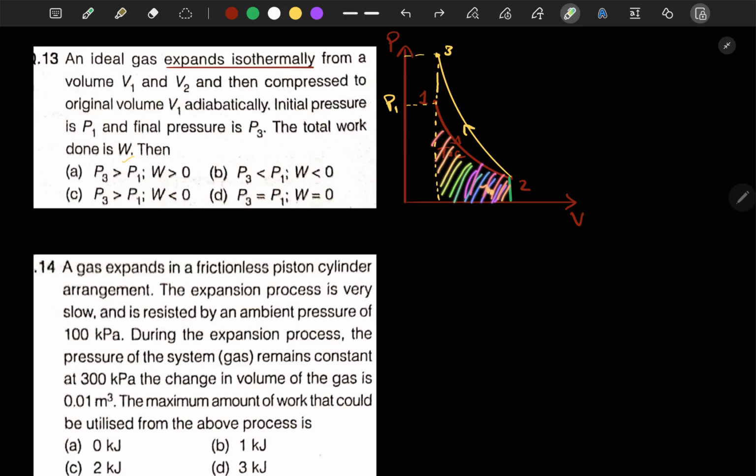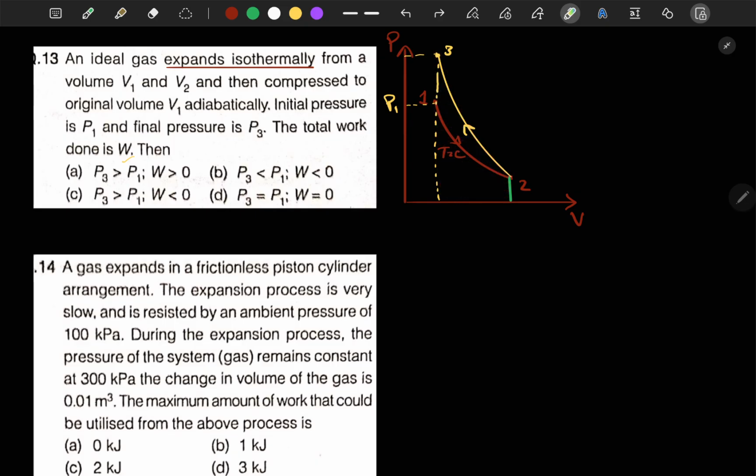Okay, and since it is expansion, the work done should be positive. But there is another thing available, that is the work done due to the process of 3 to 2, and this work done is negative. So you get a net negative work done.